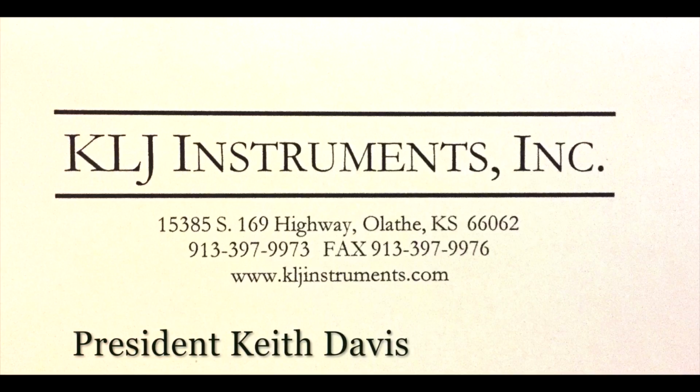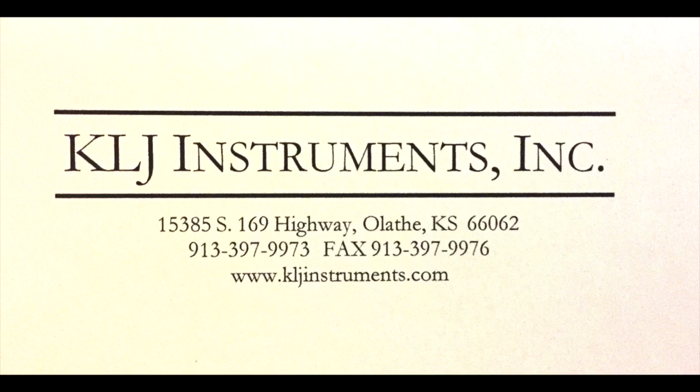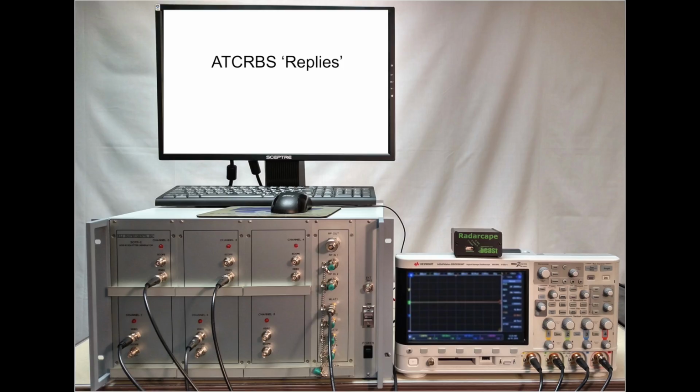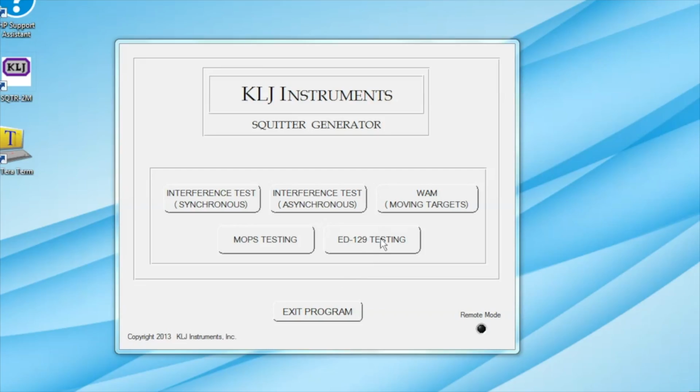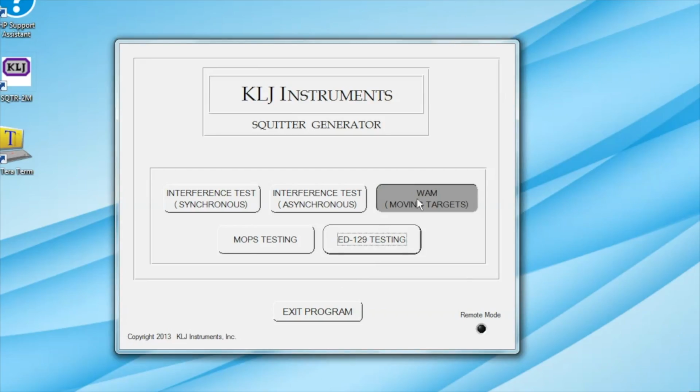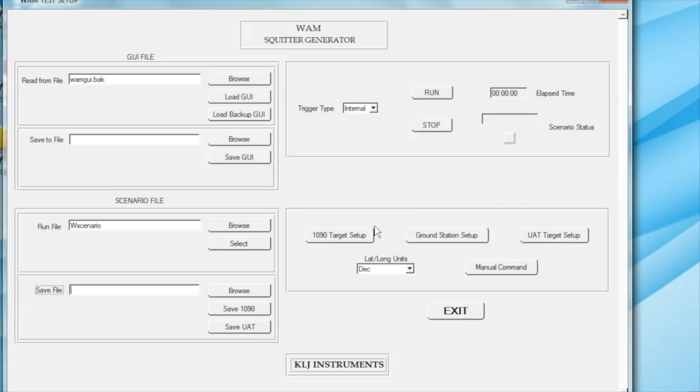There are two more topics to discuss related to 1090 MHz ADS-B. These topics are ACRAB's replies and 1090 interference. I will select the WAM mode and then 1090 target setup.